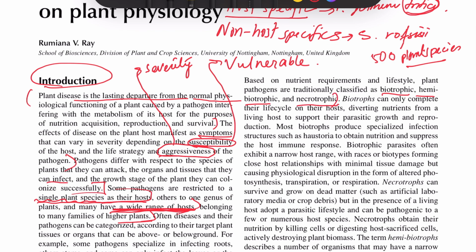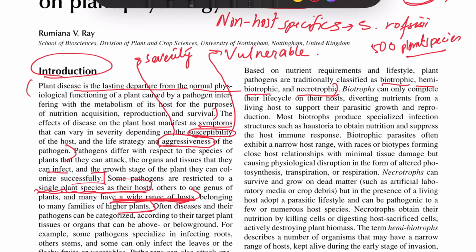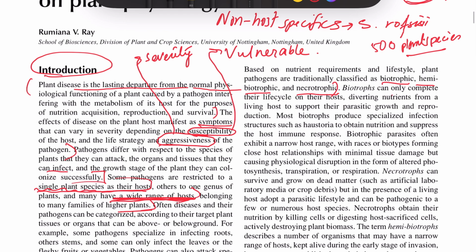Now, what are biotroph and necrotroph? Biotrophs can only complete their life cycle on their host, diverting nutrients from a living host to support their parasitic growth and reproduction. Most biotrophs produce specialized infection structures such as haustoria to obtain nutrition and suppress host immune responses. Biotroph means they need a living organism for their survival, and sometimes they produce specialized structures called haustoria. We'll come to this point later.